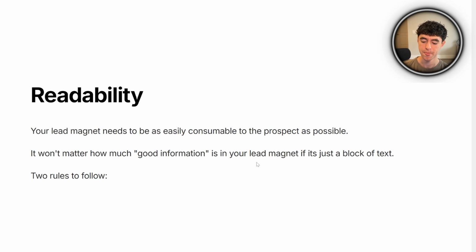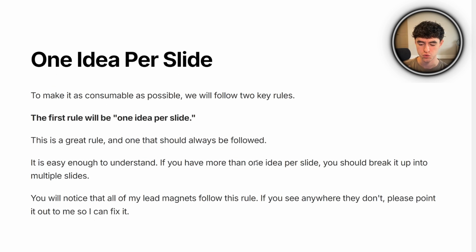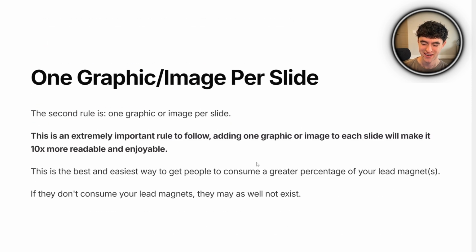Next is readability. This is extremely important. Your lead magnet needs to be as easily consumable to the prospect as possible. It won't matter how much good information is in your lead magnet if it's just a block of text. So there's 2 rules to follow. One is one idea per slide. To make it as consumable as possible, you want to make sure that it's easy enough to understand. So if you have more than one idea per slide, you should break it up into multiple slides. You'll notice that all of my lead magnets follow this rule. And if you see anywhere they don't, please point it out to me so I can fix it.